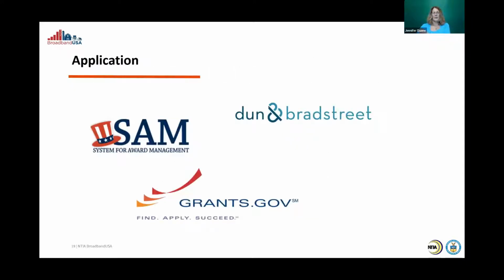So to submit an application under this program, an applicant will need a few things. They'll need a DUNS number, the Dun and Bradstreet number. They'll need to be registered with SAM, the System for Award Management, and they'll need to have a grants.gov account. We'll be using grants.gov for the submission of applications under this program.